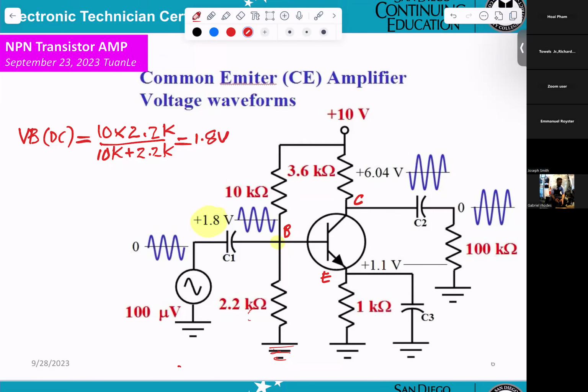That's a voltage divider. Okay? When I get through it, if you have a question, just bring it up. Okay. At the base, you get 1.8 volt. Okay?